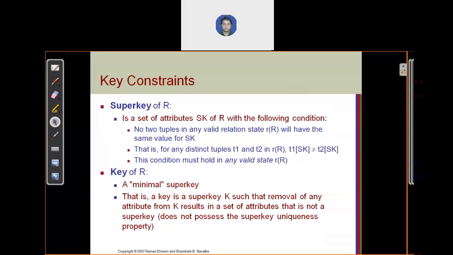If you are not clear about the key, you can ask. You can write in chat. And if you do not know about the key for a relation, please write in chat if you do not have any idea about the key. I have defined keys several times.